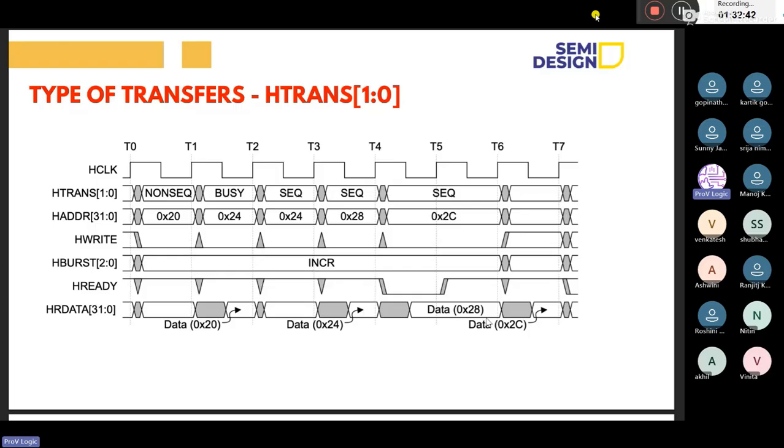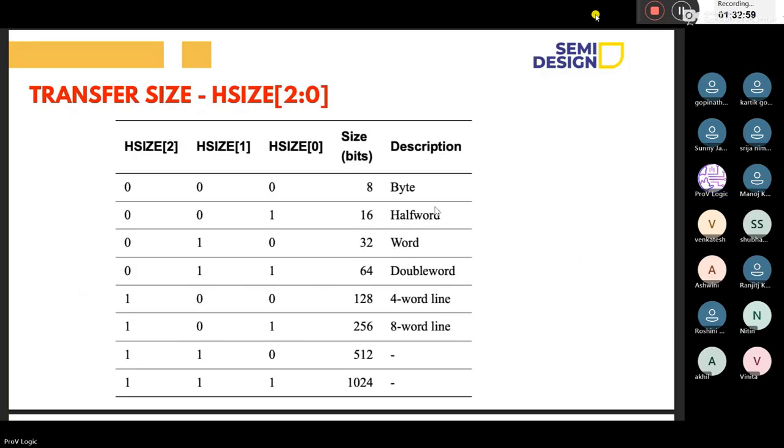These are the types of transfers we need to follow everywhere for all AHB transfers. That's why we call AHB aligned and AXI unaligned. I will show you both the differences also. You will get the point. Next, H size is fixed. Some of you asked about this before, right?